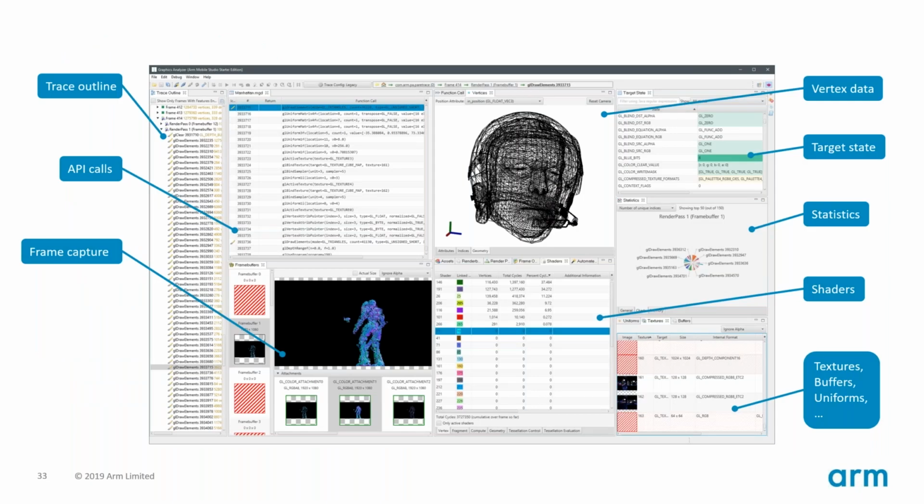So this is a typical view you will get. You have a trace outline on the left, which is every frame, every render pass, every draw call. You will have all the API calls that were made, the frame capture for the current draw call that you're on, if frame capture was enabled, a debug view of the vertex data, if it's possible to recreate it, the target states, frame stats, all the shaders, textures, buffers, and uniforms, and so on. So it's a pretty detailed capture of all of the render state that the application's using. So if the API can see it, the tool generally will let you then go and inspect it.